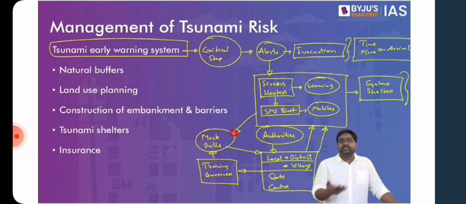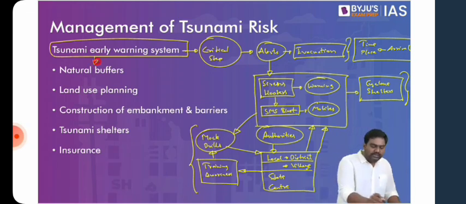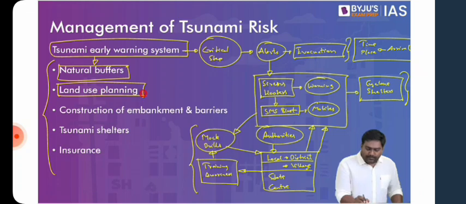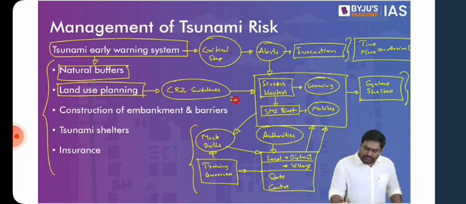You can even train the hotels and resorts to evacuate the tourists. So every stakeholder has a responsibility to act immediately once the alert is sounded. Then, of course, you protect and conserve your natural buffers. You protect the mangrove cover, the tree cover. Land use planning, that is CRZ guidelines, and its enforcement will be critical in implementing the zoning standards.